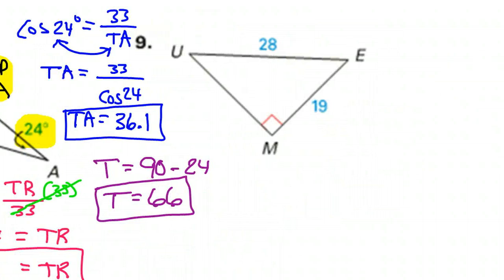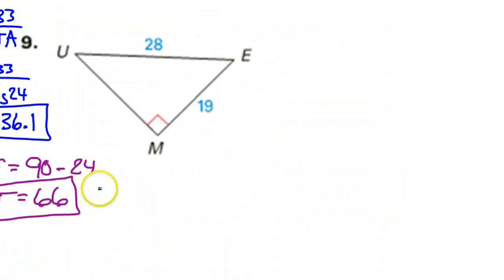How about number 9? Alright, for problem number 9, we're given two sides. So we're missing one side and both angles. If we're going to have to find both angles, what do we use to find angles? Inverse trig functions is what you better have been saying. So we're going to need inverse trig functions.